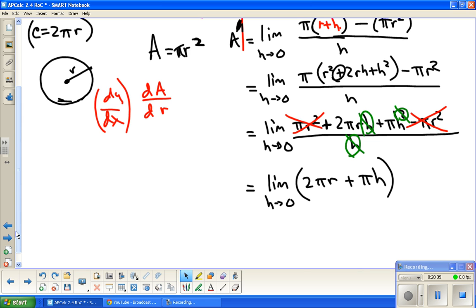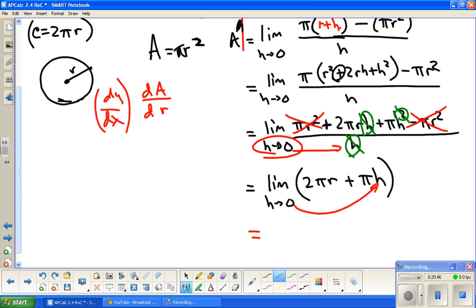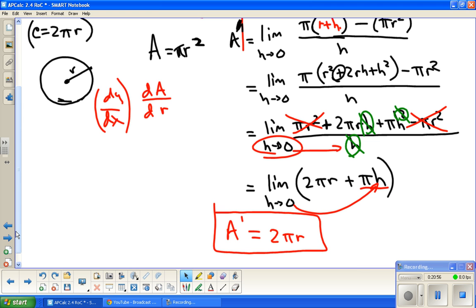Now that the h is out of the denominator, I couldn't do it there, but I can substitute now. So this is 2 pi r plus pi times 0, that's nothing. So this is how the area changes for any r value that we have. If r is changing, it works like that.